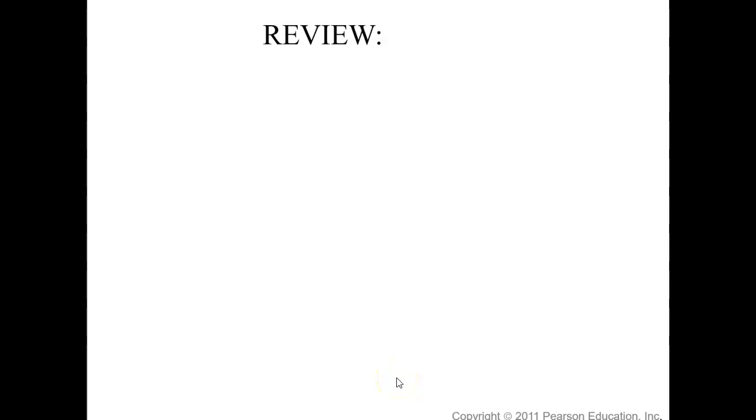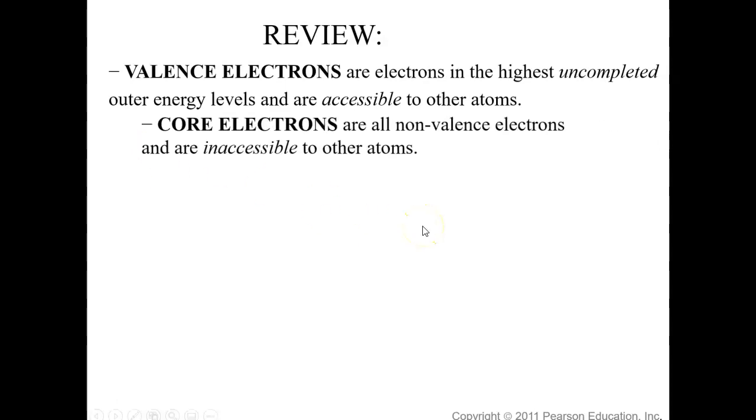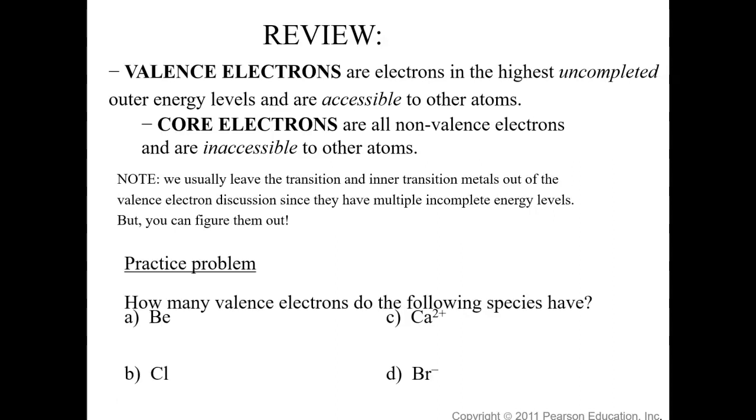Okay, so we're going to do just a really quick review before we go on with our Lewis structures, just to remember, because some people haven't done Lewis structures before. So remember, the valence electrons are the electrons in the highest unoccupied or uncompleted energy level. The core is everything else. So the valence electrons are the ones in the highest level, the biggest energy levels, the biggest numbers. And we don't usually do transition metals or inner transition metals.